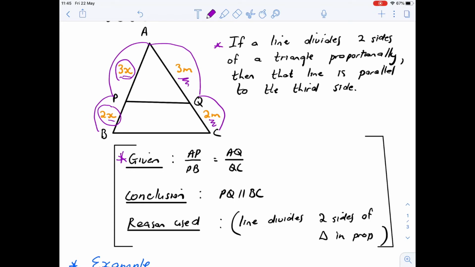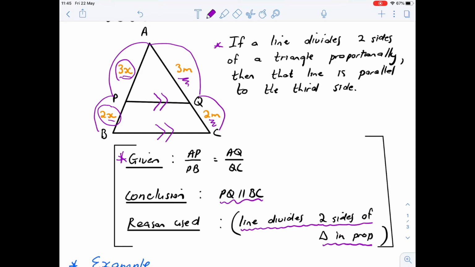And if that's the case, then this line here, PQ, is parallel to BC. And the reason that we use, because we always need a reason, is this bit here, that the line divides two sides of the triangle in proportion. It's quite a long little reason, but line divides two sides of triangle in proportion. We have to write that as our reason if the conclusion is that the lines are parallel.